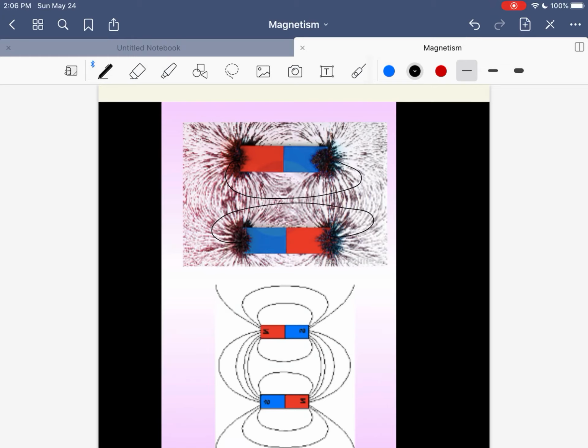When we put magnets near each other, we also get these odd representations of how different magnets will interact with each other. We can see that we've got some magnetic field lines here going from one magnet to the other because they're attracted to each other. So we're getting these attractions between the different parts of the magnet.